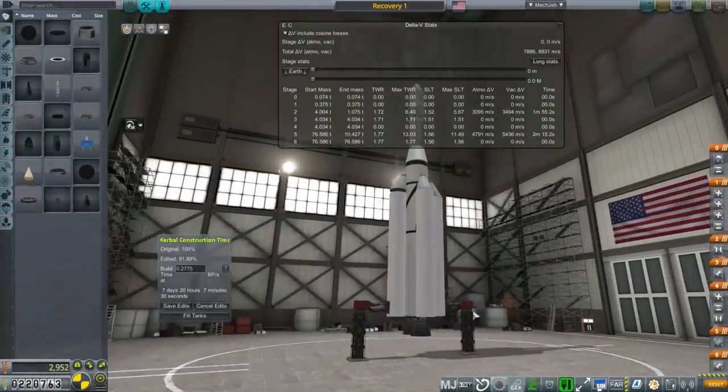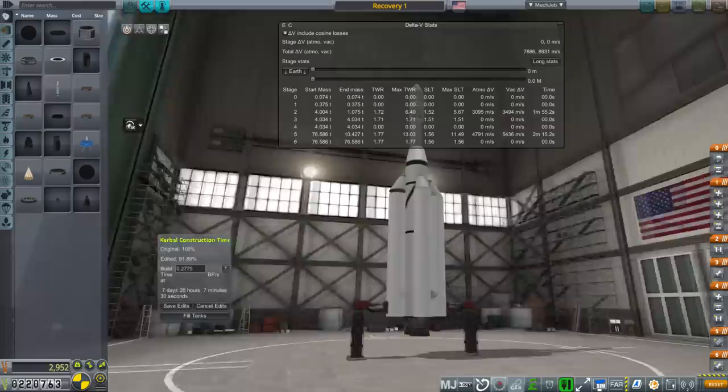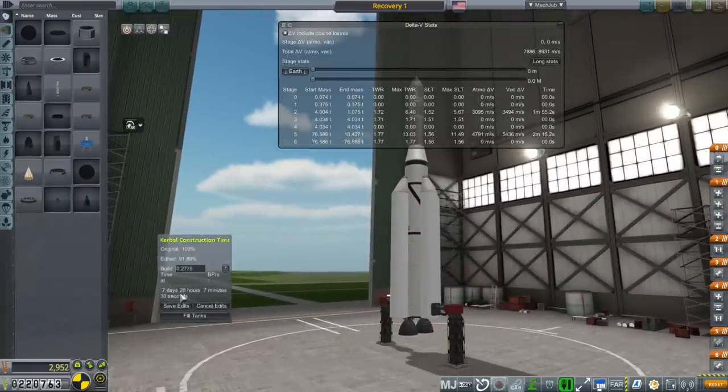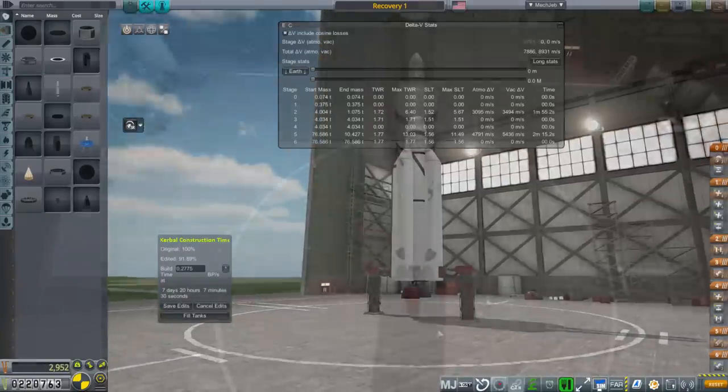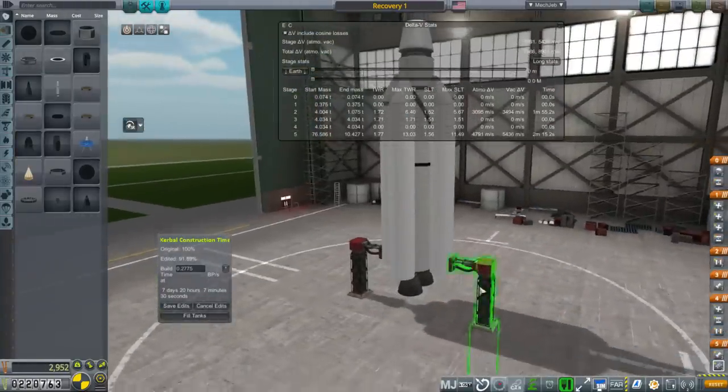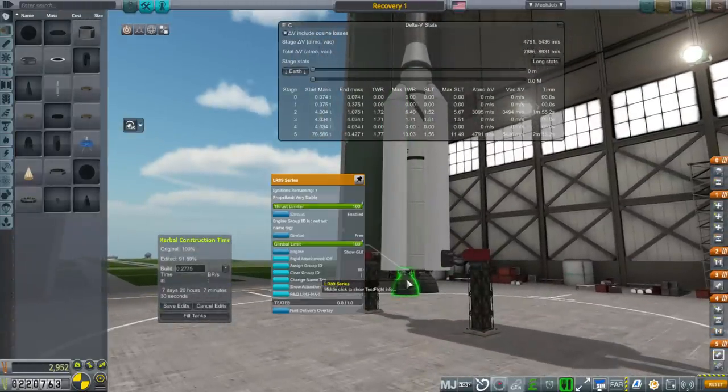Okay, well, all I've done is move the launch clamps to the right position, and that's got to take 7 days. Well, let's not think too much on it. Hopefully the engines will be all right. Well, let's get that T-tab back in, huh?